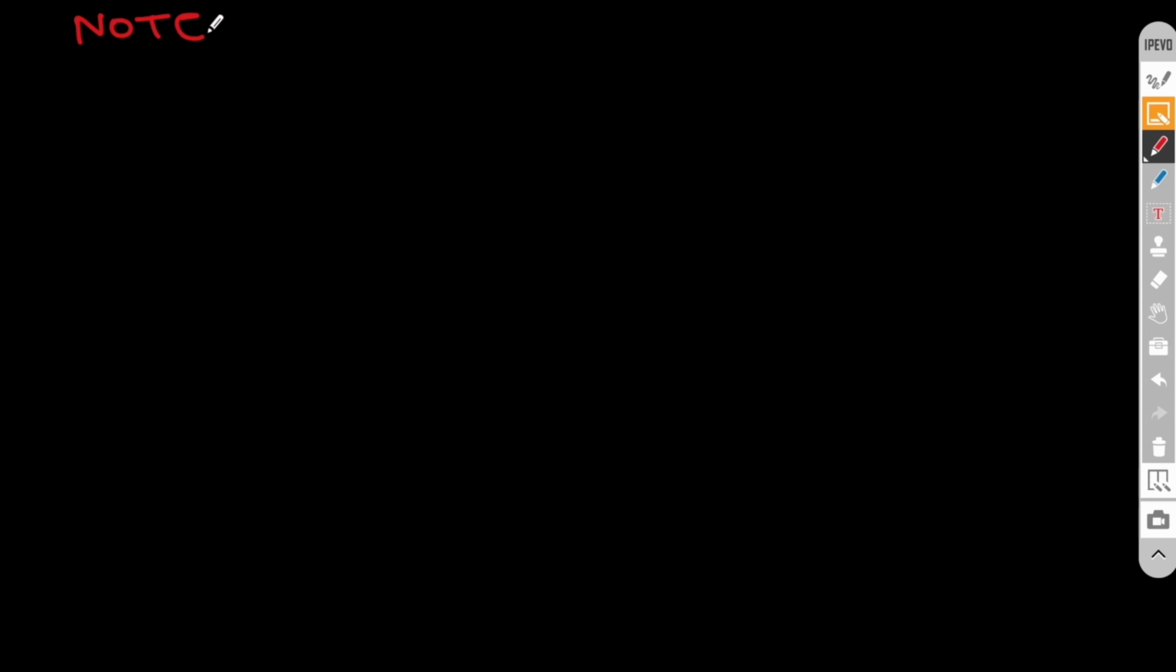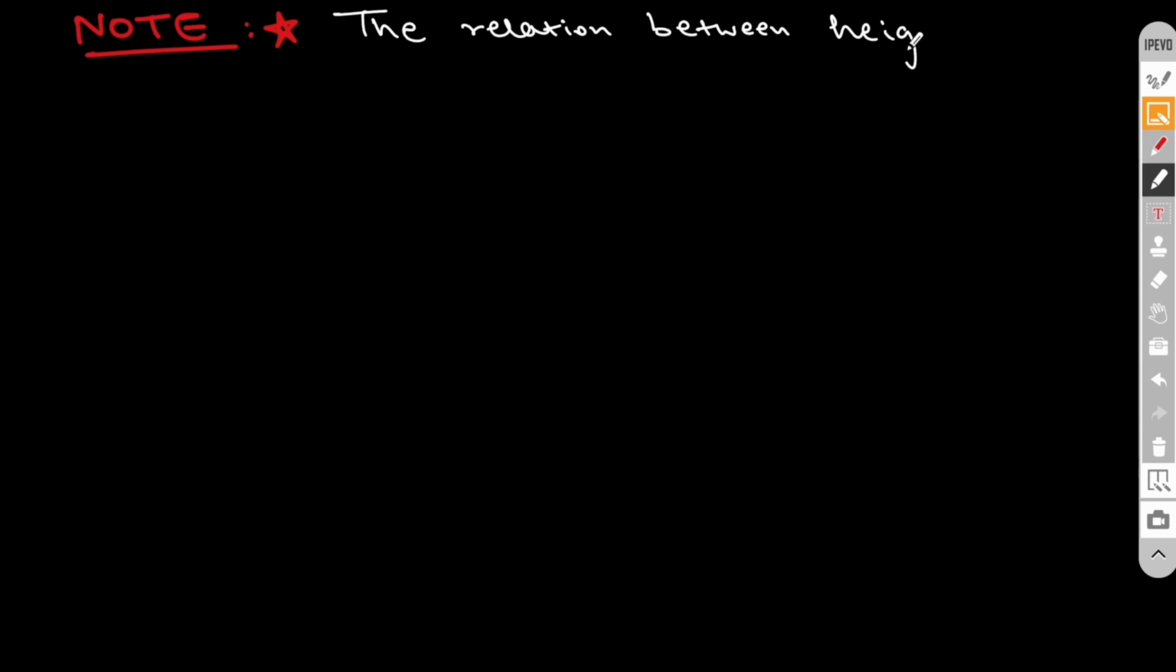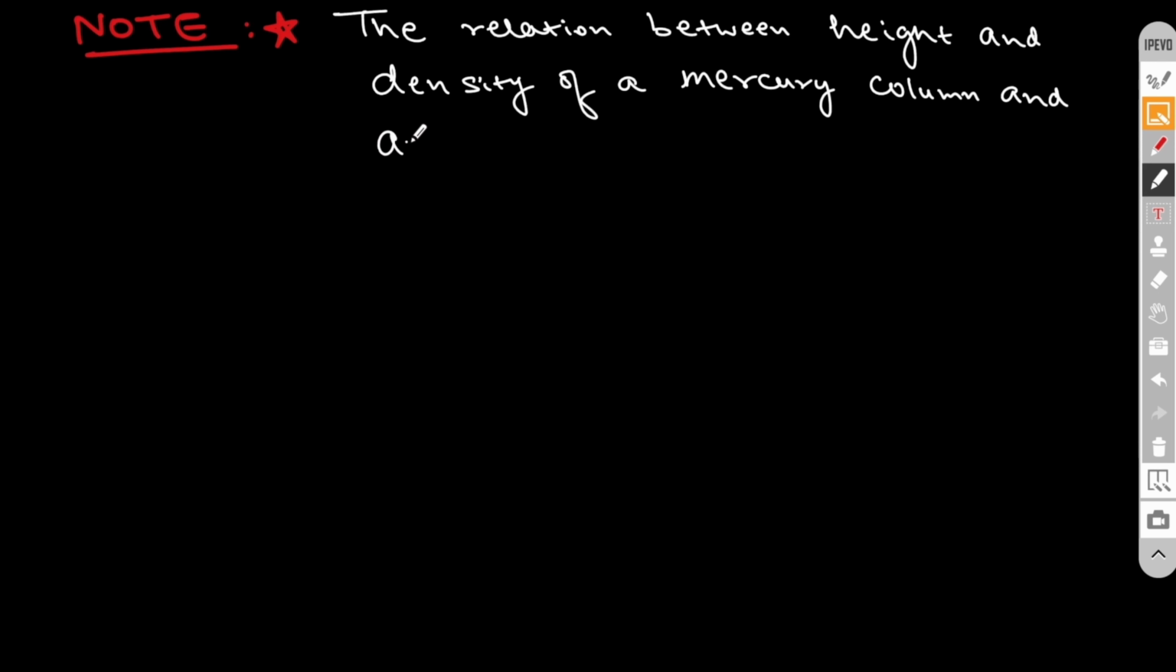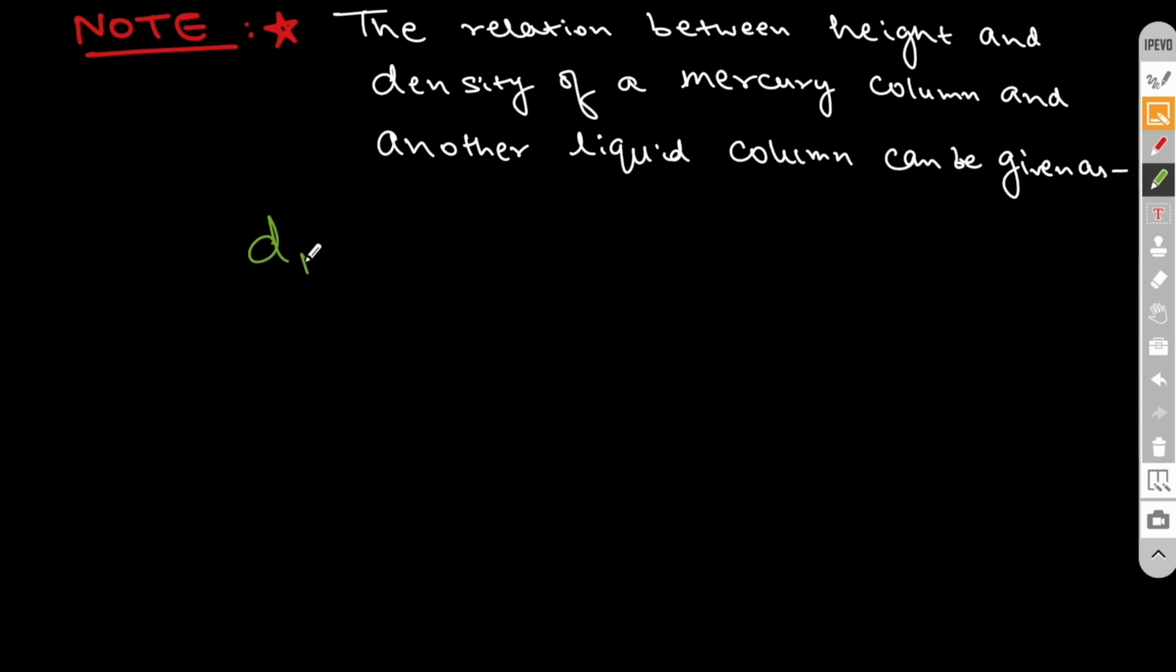the relation between height and density of a mercury column and another liquid column, the liquid is unknown here, and another liquid column can be given as, I am gonna write a very important relation, that density of mercury multiplied by height of mercury should be equal to density of that liquid multiplied by height of that liquid column.